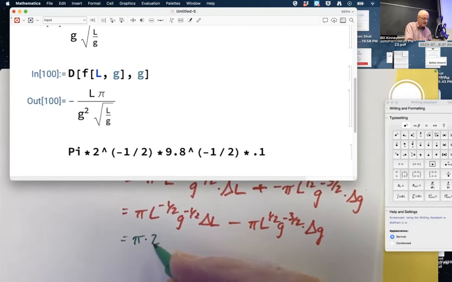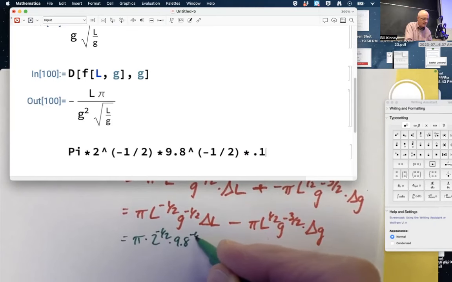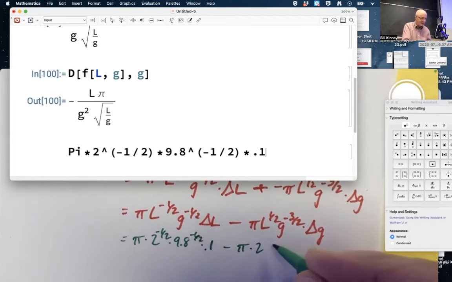I'm using L equals 2 meters. G is 9.8 meters per second squared. Delta L is 0.1 meters. I still need to use the same values of L and G as before for the next term. And what's delta G going to be?